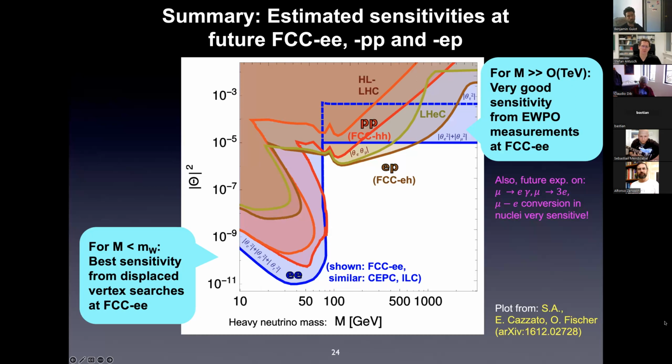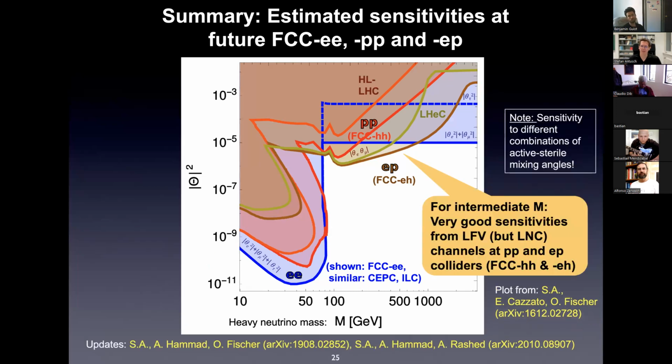When you remember, at the LHC at the moment, you can go down almost to 10 to the minus 7. But here you can go more than 4 orders of magnitude further down in sensitivity. Also, the FCC-ee will be very good at searching with electroweak precision observables for the higher mass range. And where the FCC would also be very good is this intermediate region, where at an ep or the pp colliders, you can look for lepton flavor violating channels, which of course then also compete with the other lepton flavor violating experiments, but you can have very good sensitivities, even better than the ones shown here.